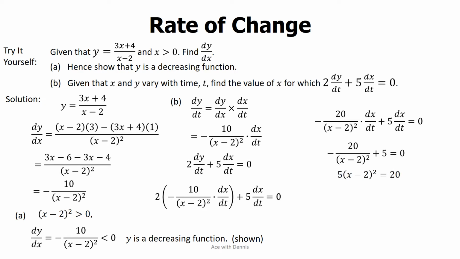And now we solve this equation. It becomes 5 times (x minus 2) squared equals 20, so (x minus 2) squared is 4. x minus 2 equals 2, or x minus 2 equals negative 2. Hence x is 4 or x is 0. We know that x must be greater than 0, so we reject this answer.